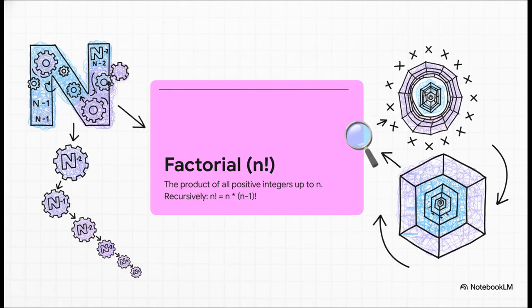Here's another classic, the factorial function. And what's so cool about this one is that the mathematical definition itself is recursive. The factorial of n is just n multiplied by the factorial of n minus 1. The problem is literally telling you how to solve it recursively. It practically writes the code for you.